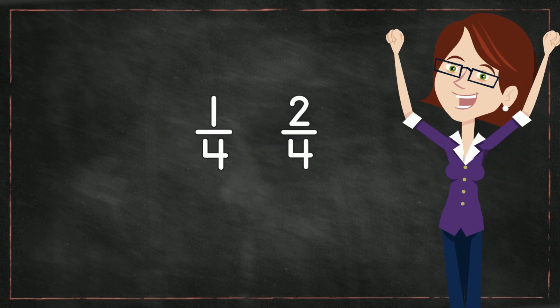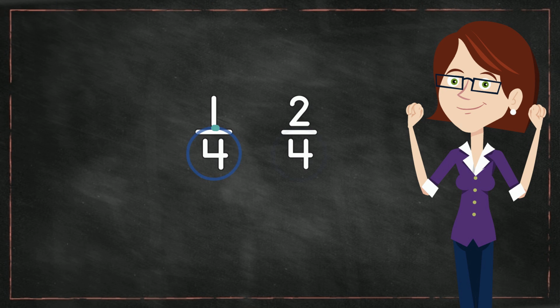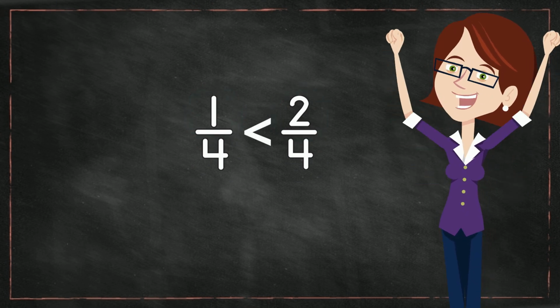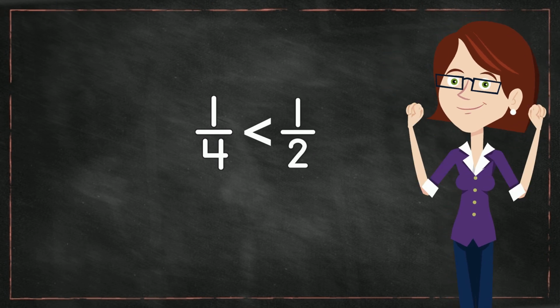Now we can compare 1/4 and 2/4. Since the denominators are the same, we just have to compare the numerators. 1 is less than 2, so 1/4 is less than 2/4. And remember, 2/4 is equivalent to 1/2. Now we've shown 1/4 is less than 1/2.